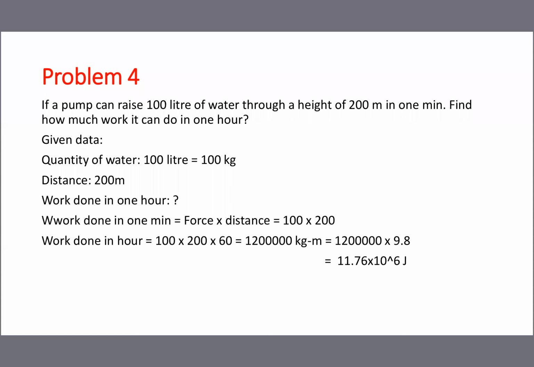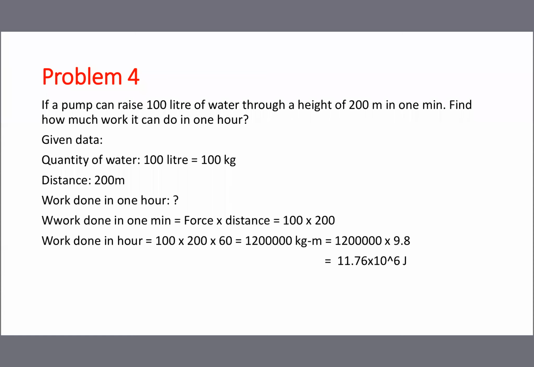But you see the data, a pump can raise 100 liters of water through a height of 200 meters in 1 minute. That means 1 minute data are given. But the question is, find how much work it can do in 1 hour. 1 hour data they are asking. So here the formula is the same, everything same. Work done formula, force into distance. By giving 1 minute data, they are asking 60 minutes data. So no confusion. Work done formula, force into distance.